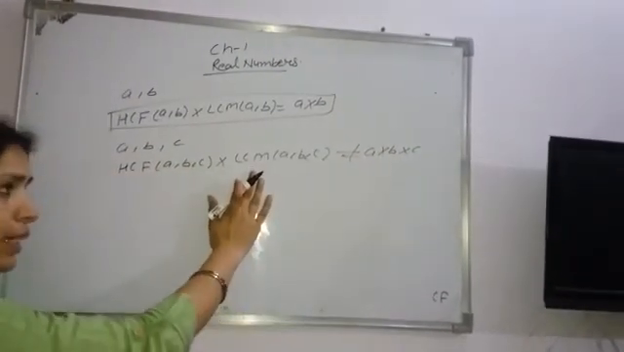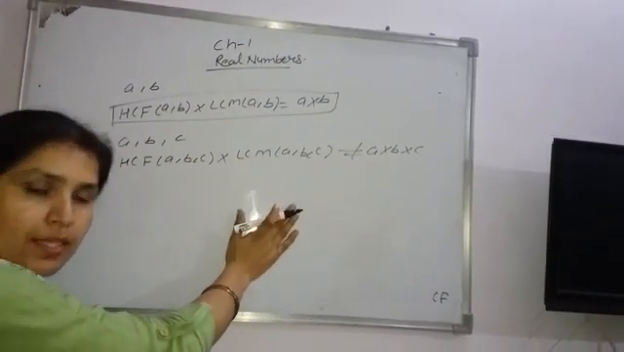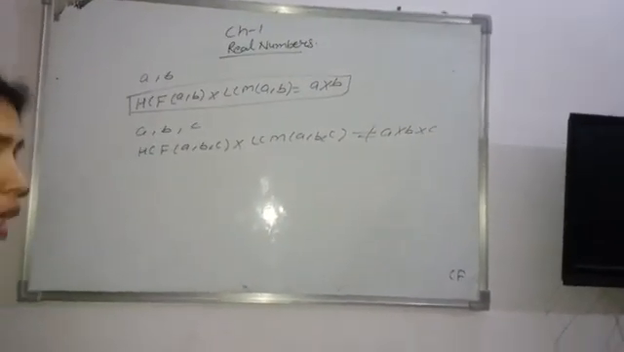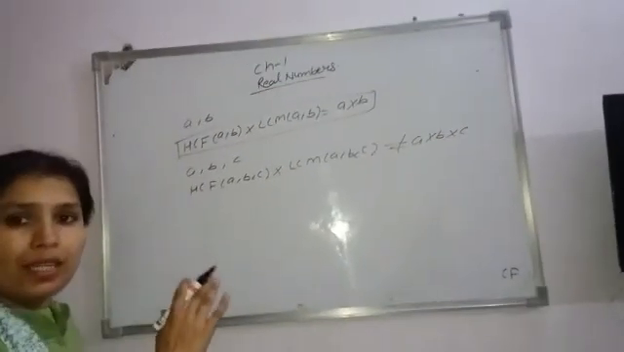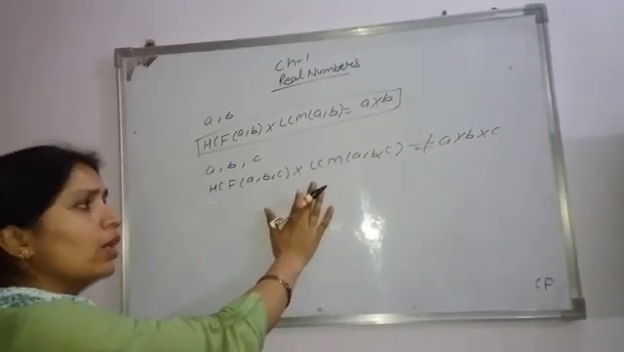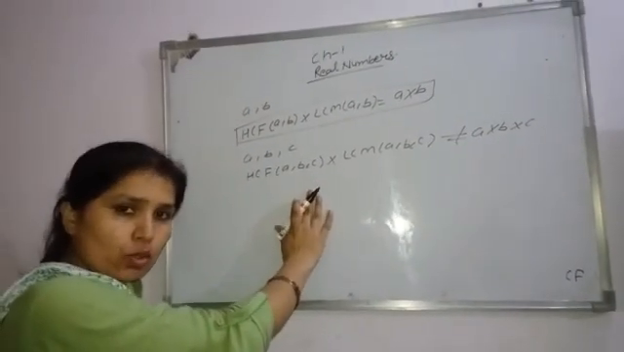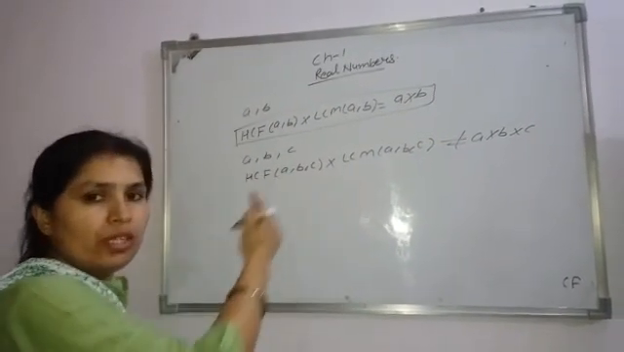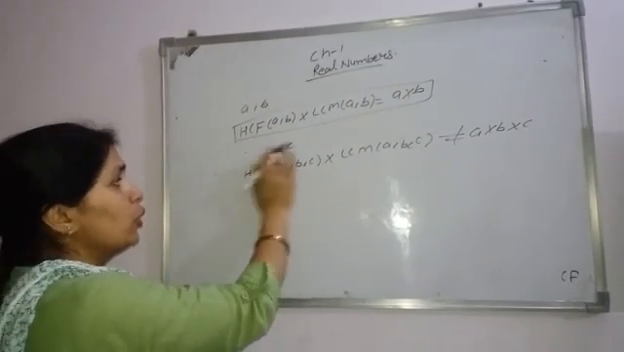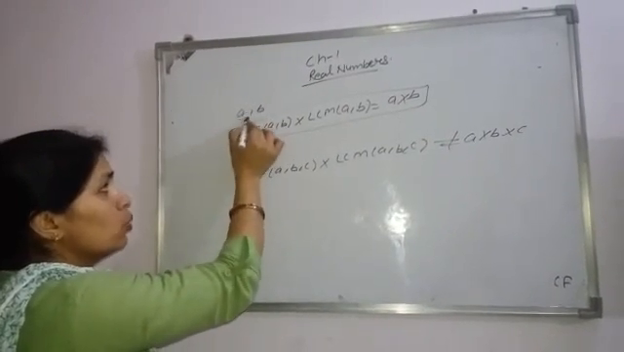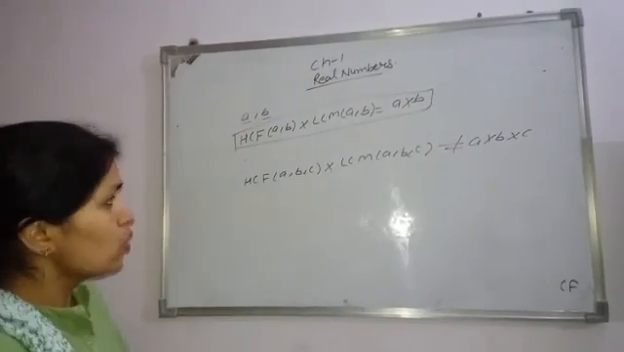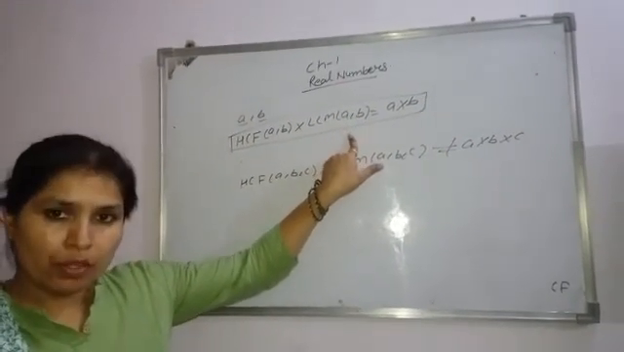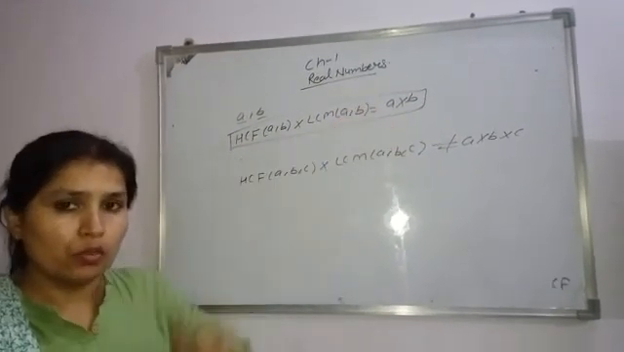This value can exist or cannot exist. It depends on which type of numbers are given to us. We cannot say that in each case this value does not exist. It can exist or it cannot exist. So this result does not exist in general for three numbers. This is the result only for two numbers. If we have A and B, two numbers given to us, then HCF of AB into LCM of AB is equal to the product of the two numbers.